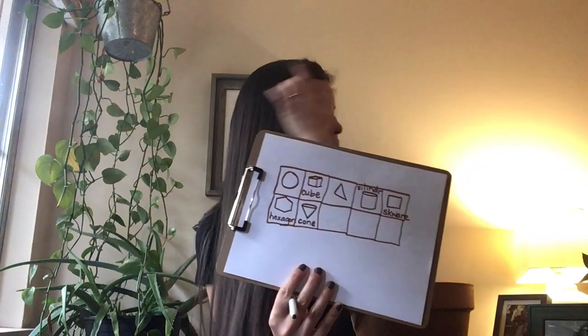All right, here's your next clue to go into this box. This is a solid shape, and it has no straight lines and no corners. It's a 3D shape, a solid shape that has no straight lines and no corners. It only has curved lines.